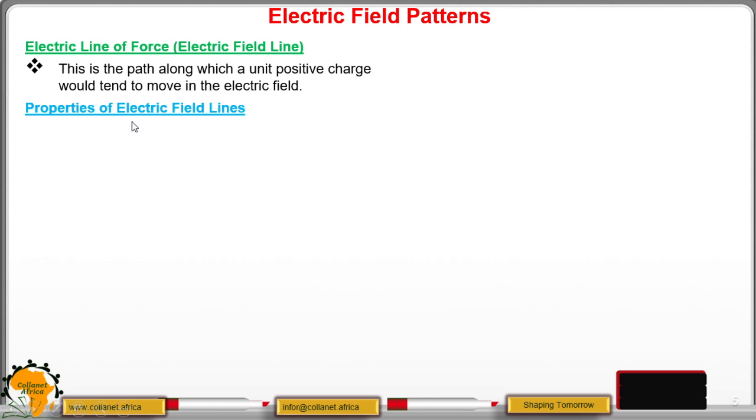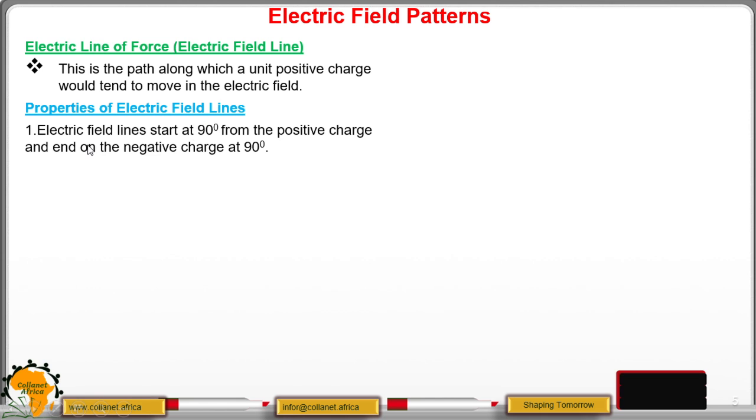Then we move to the properties of electric field lines. One, these lines start at 90 degrees from the positive charge and end at 90 degrees on the negative charge. So from here we can say that the electric field lines always start from the positive and end at the negative. And because we are talking of 90 degrees, it means that it is perpendicular at that particular point.